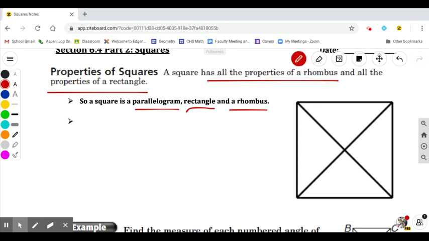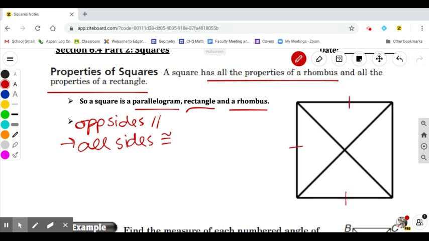Okay, so first thing is that opposite sides are parallel. You know that. Because it's a square, more specifically, all sides are congruent. That comes from the rhombus. So we can mark all four of these sides as equal. What else? We have four right angles. That means all four corners are right angles. We can put boxes here to show that.